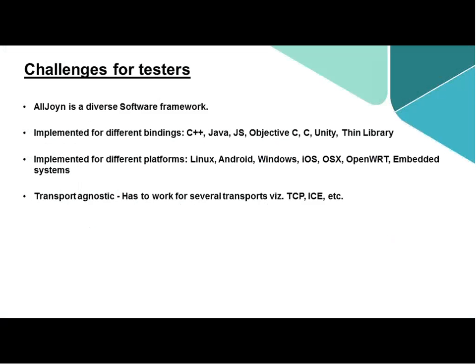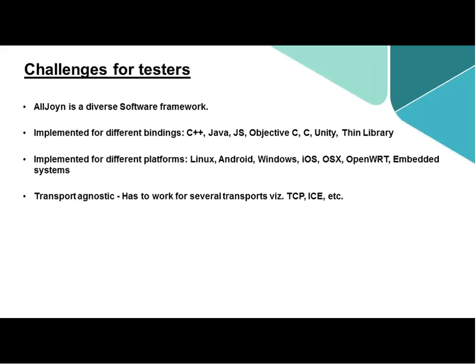What are the challenges for testers when they test AllJoyn? So AllJoyn is a diverse software framework. By diverse I mean that it is implemented for different bindings. So we have AllJoyn for the C++ native bindings, Java bindings, JavaScript, Objective-C for iOS and OS X devices, C bindings, Unity bindings. We have the thin library for the embedded systems devices. Apart from that, AllJoyn runs on different platforms like the standard Linux distributions, Android on Gingerbread and higher versions, Windows, Apple iOS, Apple OS X devices, OpenWRT routers, and it is even going to run on embedded systems like thermostats and refrigerators, etc.